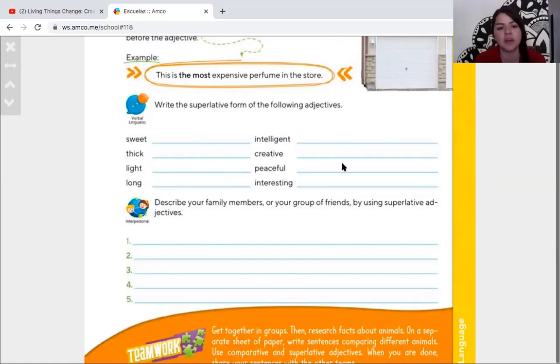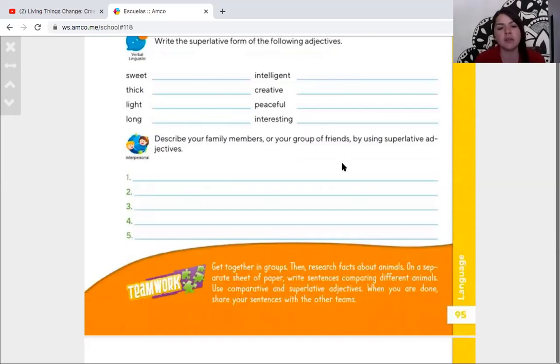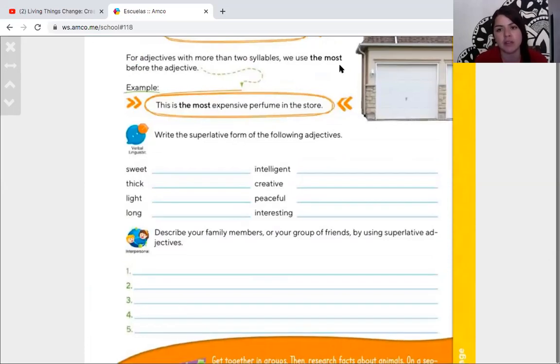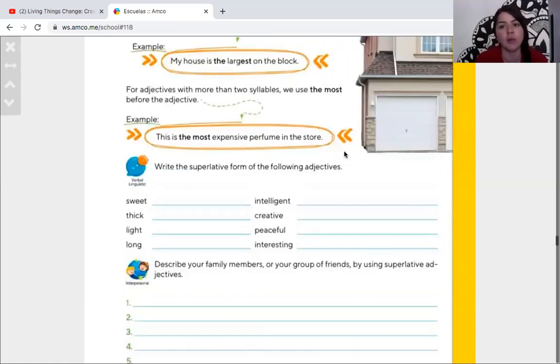convert this to superlative. Now, the last activity from page 95 is to describe your family members or your group of friends by using superlative adjectives. Superlative, we are not using comparative in this part, only superlative. That means that I will use adjectives with EST or the most, okay? Very good. I will wait for these activities, and let's go to STEAM.